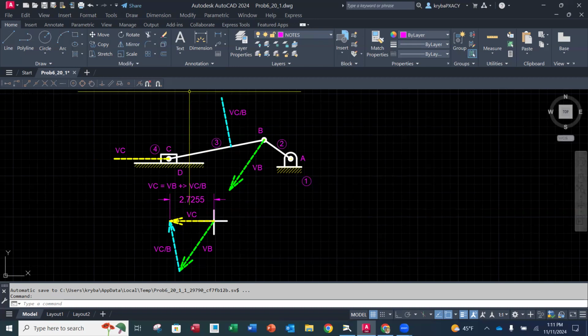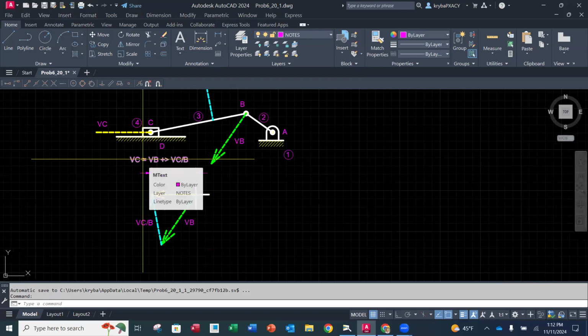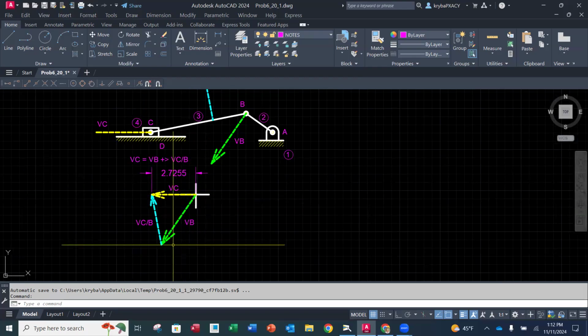So you're going to take a screenshot of your kinematic diagram with all the labels, with the vectors, like the VB, the VC relative to B, and the VC on the kinematic diagram. And then you're going to copy those. And I want to see your vector diagram. I want to see the vector diagram equation, all the labels here, as well as your final answer.